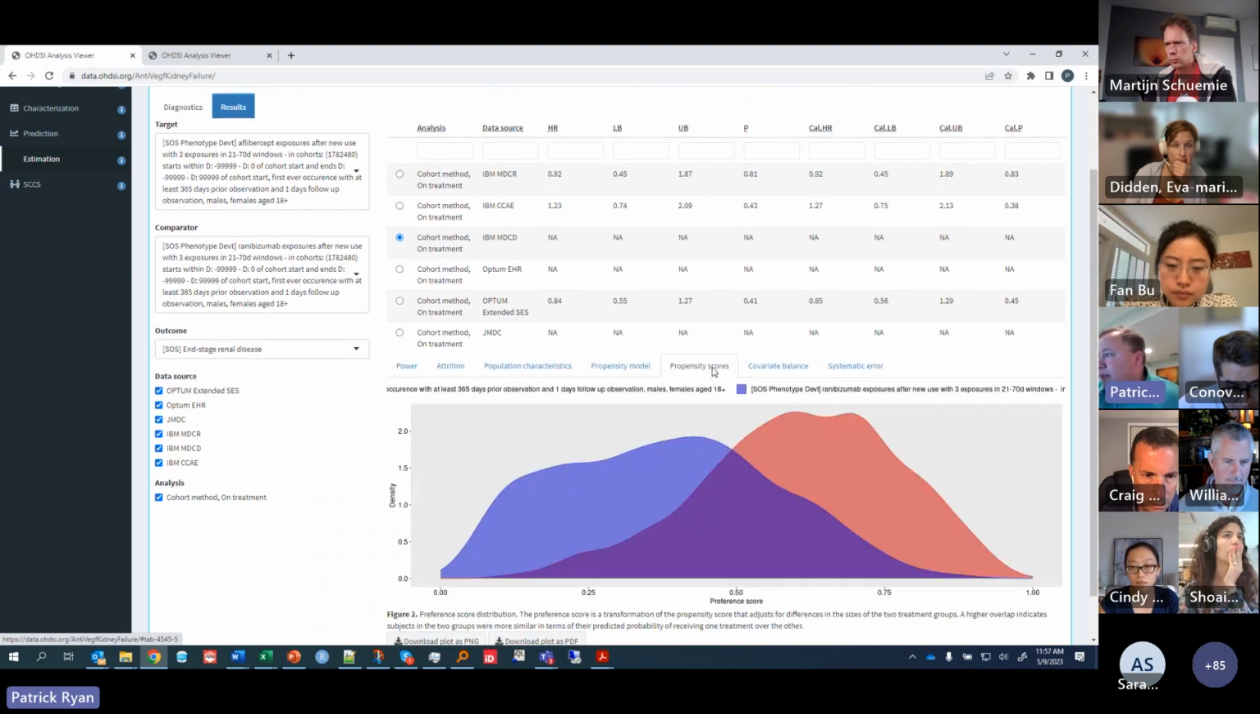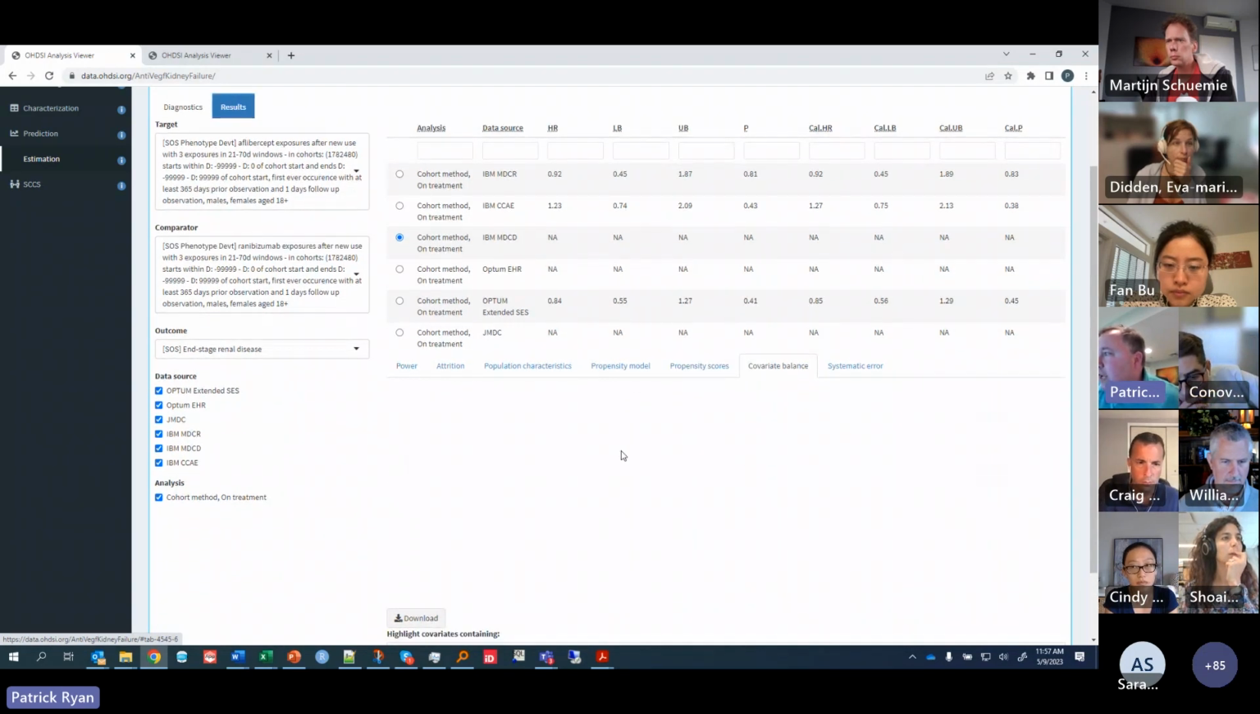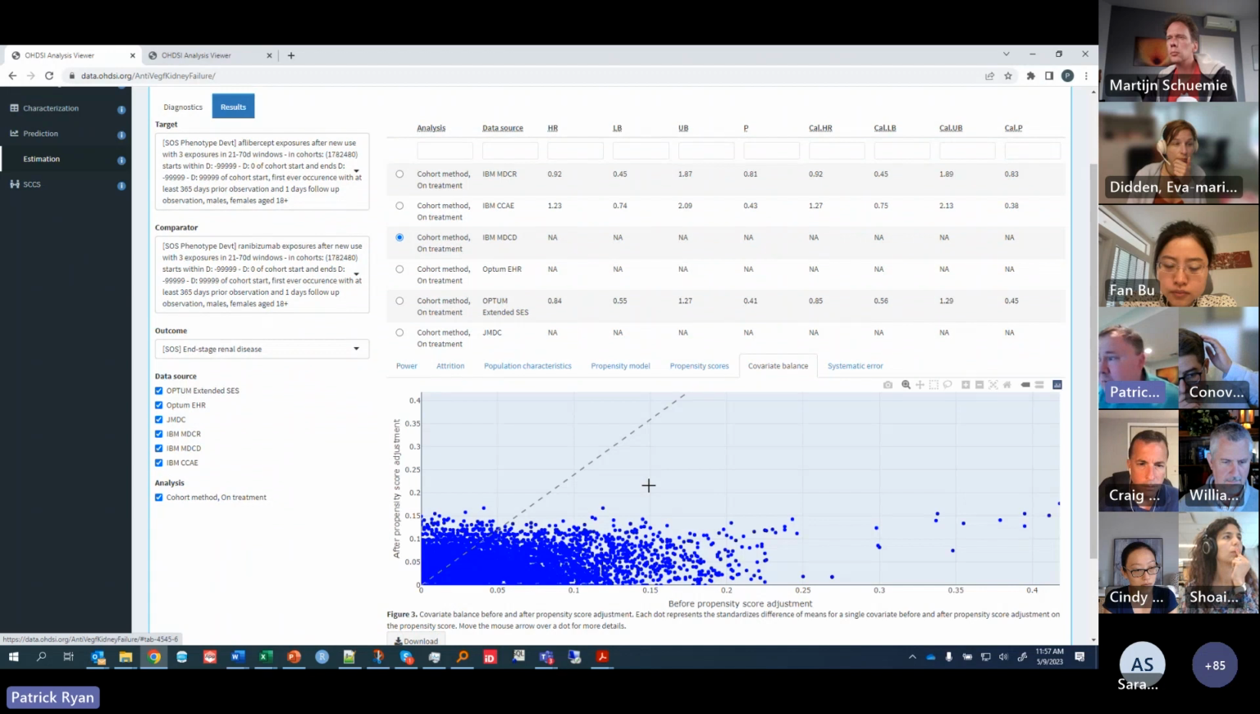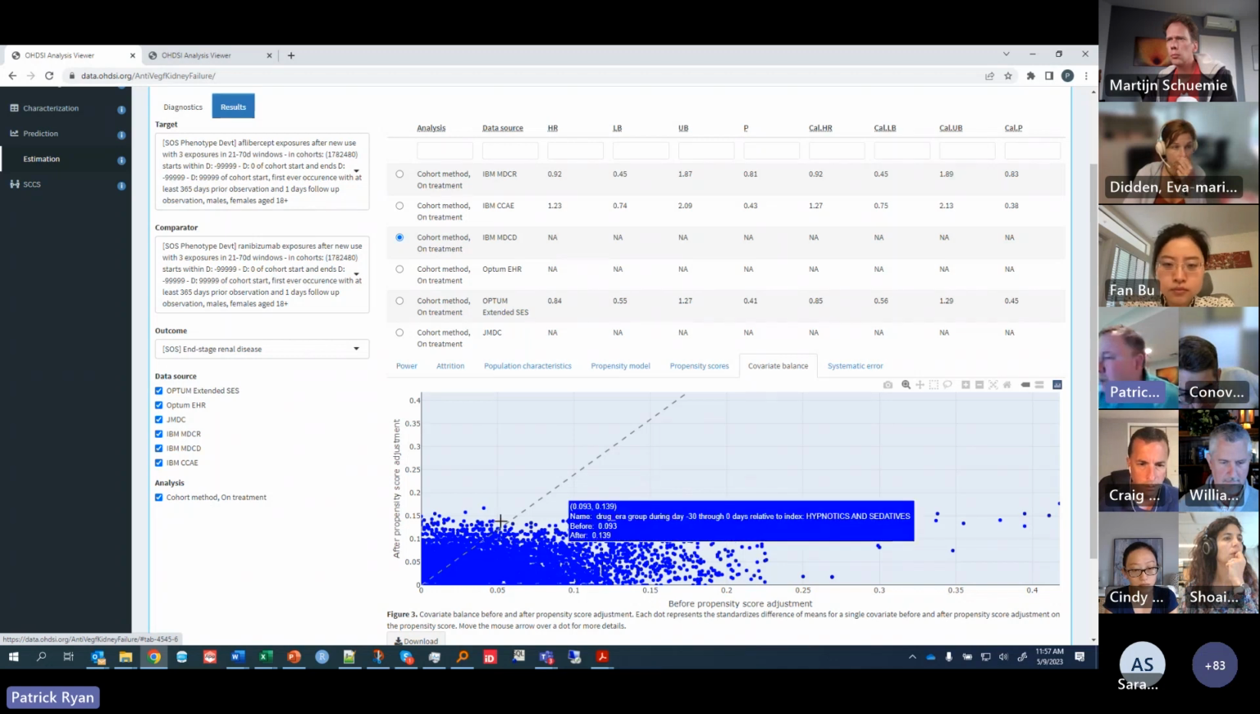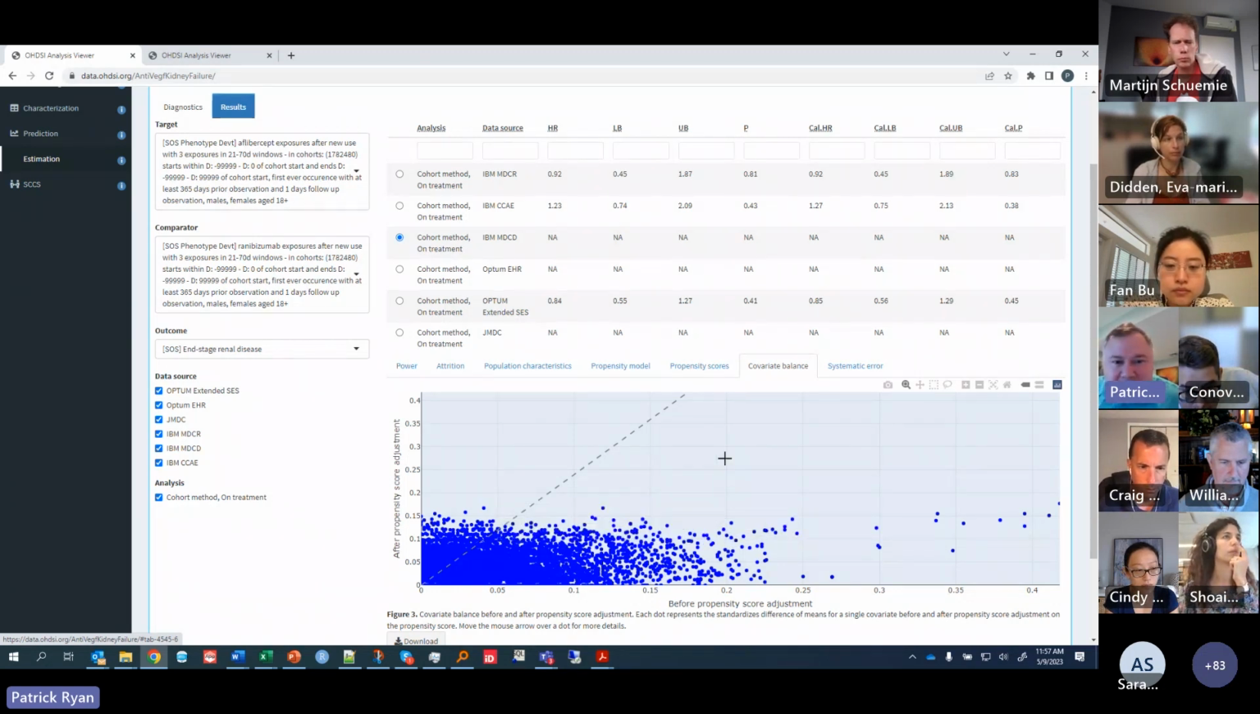I can click on the propensity score tab to look at that equipoise to see whether or not there's decent overlap between the groups. And in this case, it looks kind of okay. I can click on covariate balance, and this is going to show me whether or not all the variables achieve a standardized mean difference of less than 0.1. And so here we can see one of our failures.